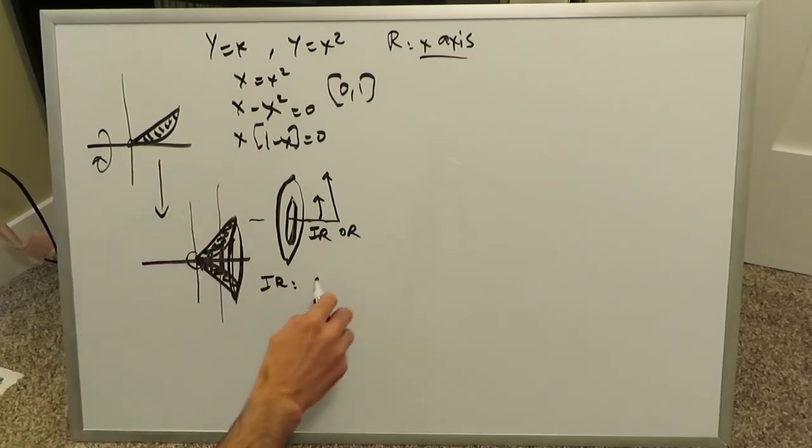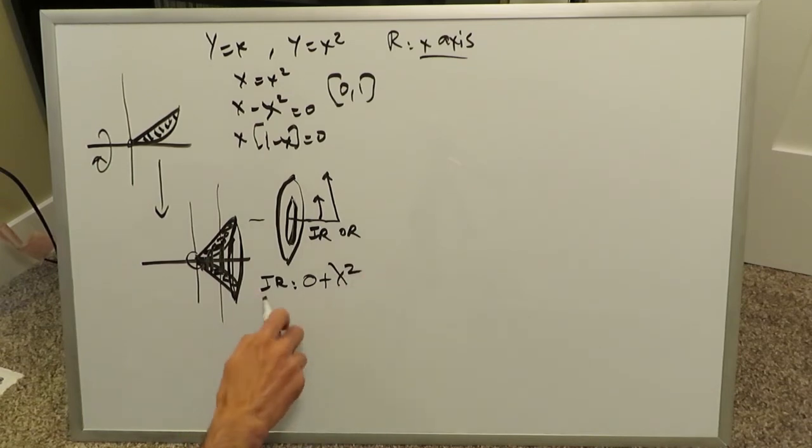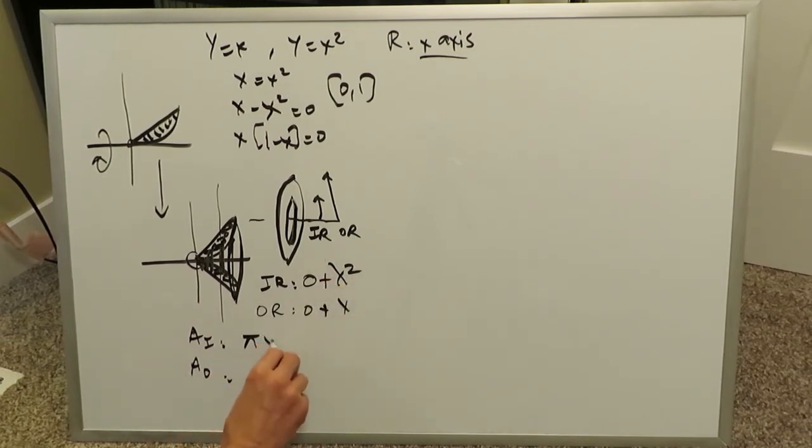You don't have to write 0 plus, but I'll just do it for the sake of the video. 0 plus the first curve is x squared, your first inner radius. Your outer radius is 0, which is your x-axis, but to the next curve, which is x. Then you must have an inner area and an outer area. The inner area is basically x squared squared, which is pi x to the 4. The outer area is the outer radius squared, which is pi x squared.